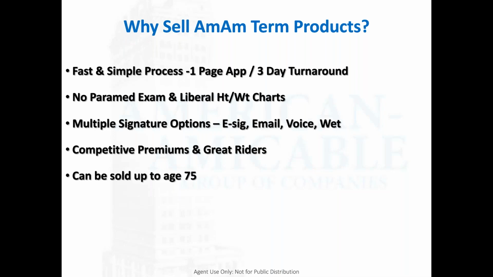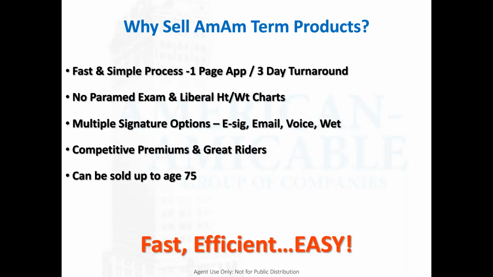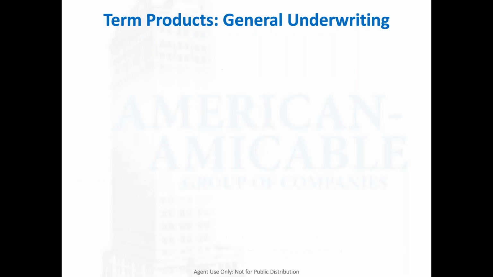And one of the great parts about our term products is that for a product that has no paramed exam, liberal height and weight chart, liberal underwriting in general, these things can be sold to people up to age 75. I'll explain which products can go up to age 75 for you. But what it means for you is that maybe you have clients who are working past the historical retirement age. Maybe their spouse is still working. Whatever that situation might be, we've got options for you to get coverage for them without having to require all those paramed exams and all the other things that people often have to do for other term companies out there. So we want to be fast and efficient and easy for you and easy for your client to get coverage with us.